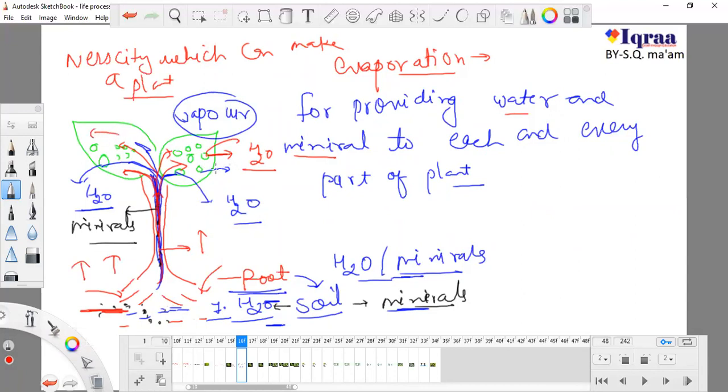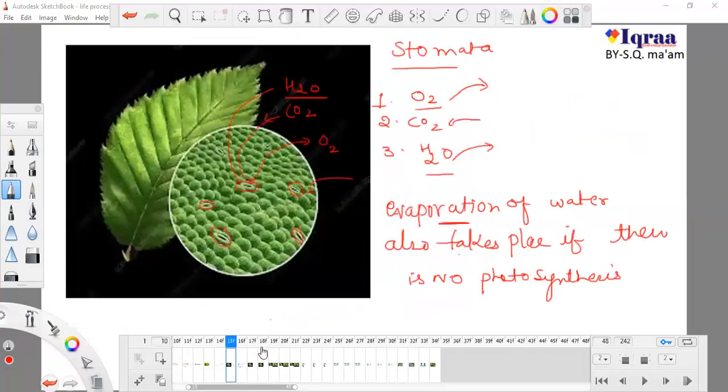If the stomata are open, definitely they don't care where the plant is getting water from. They never care. If they are open, they just release water into the atmosphere. So they are very careless things, and they just remove water. So these are stomata.